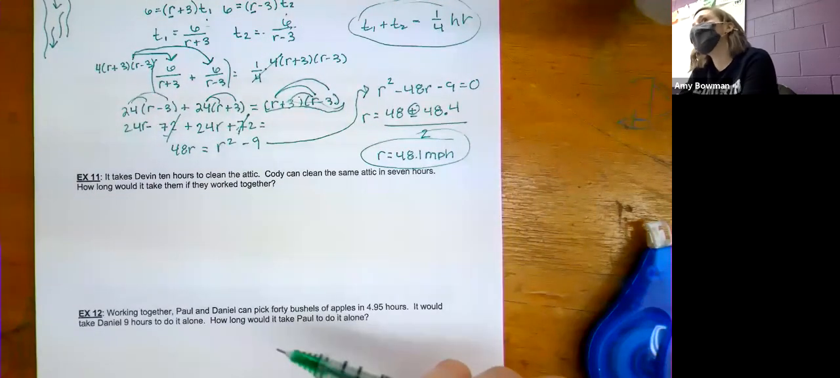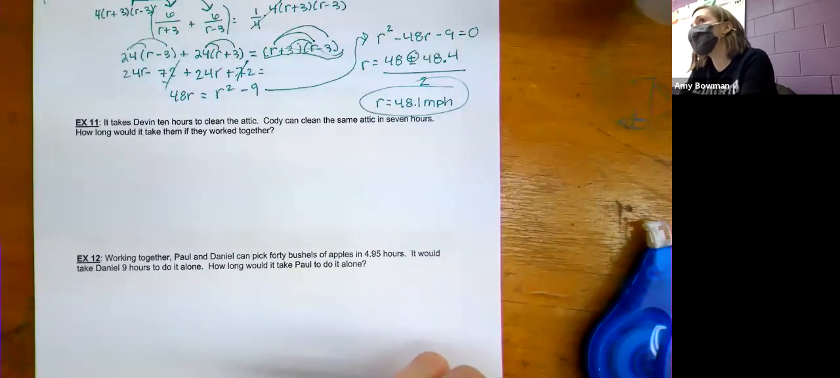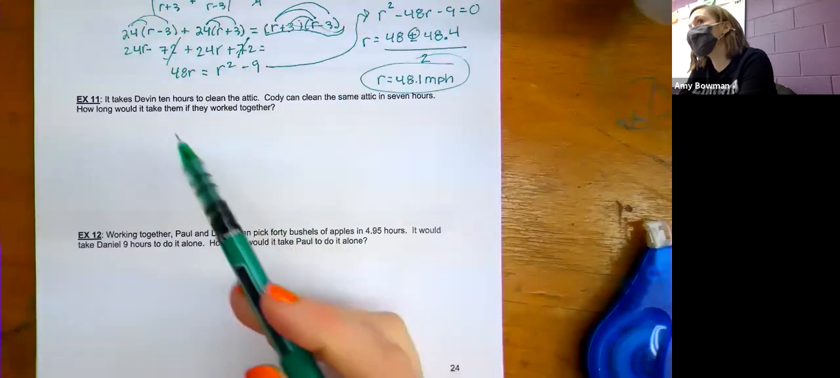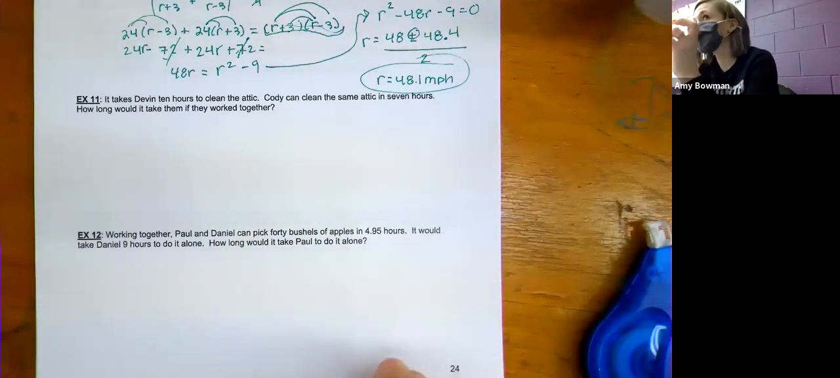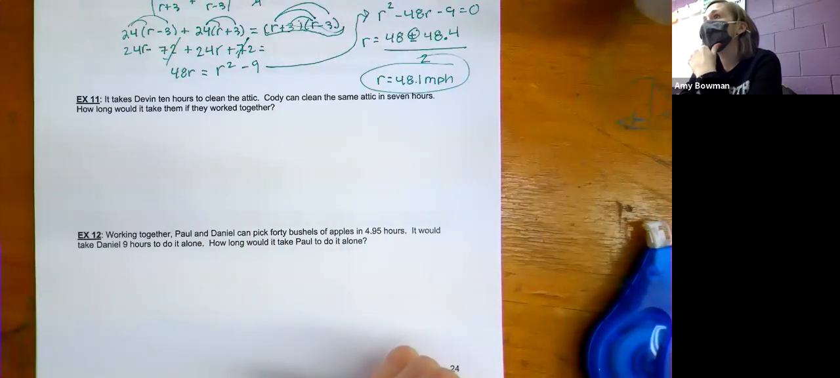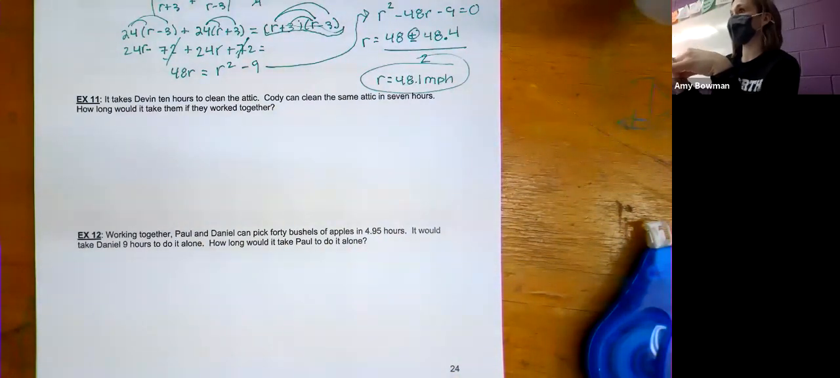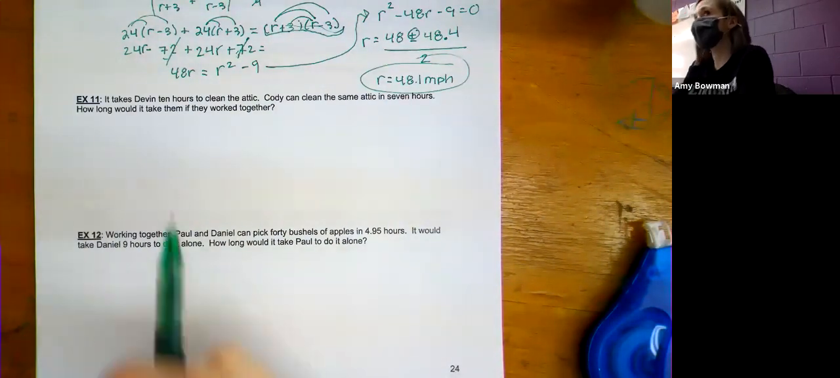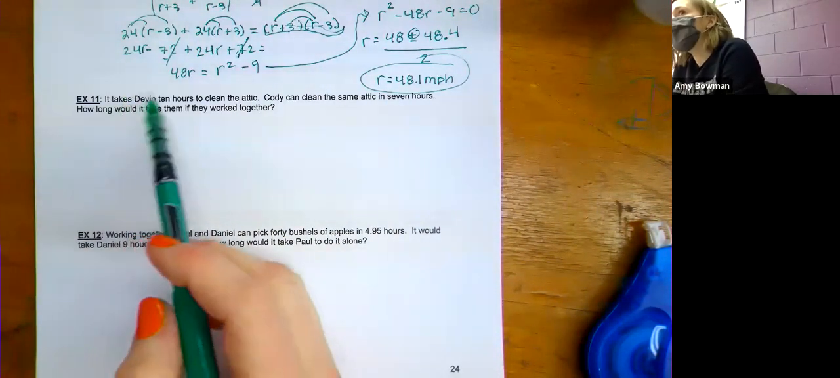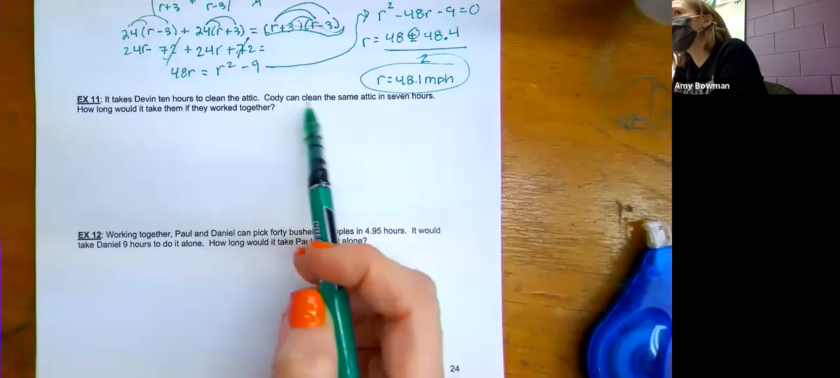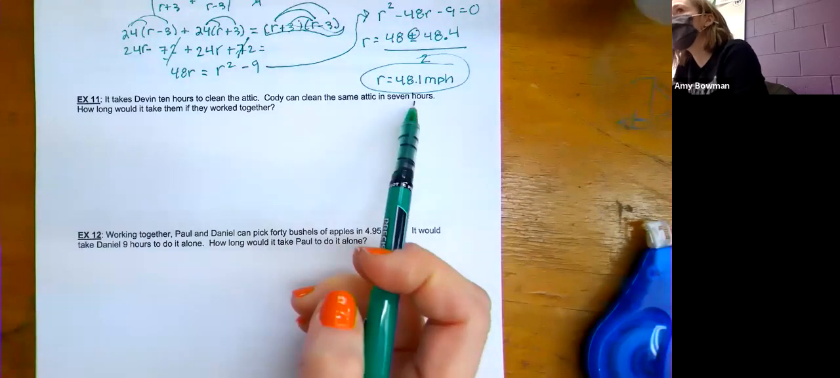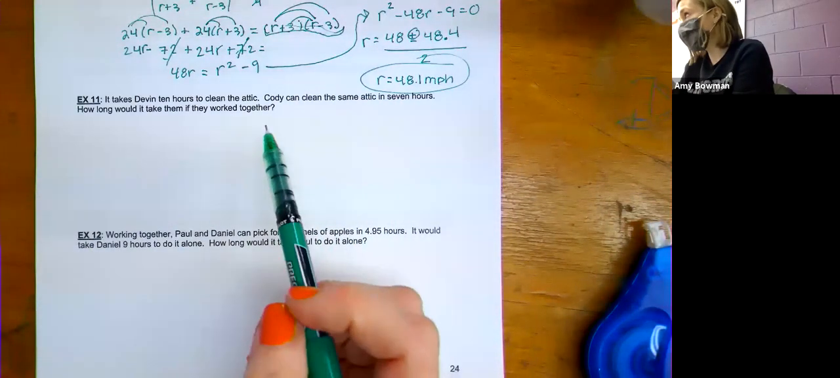The next type of problem that you're going to use your ability to solve rational functions is work problems. And if you've taken a physics class, you've probably done work problems where different portions of a task are done at different rates, and then you find their combined rate. So if it takes Devin 10 hours to clean an attic, Cody can clean the same attic in 7 hours. How long would it take them if they work together?